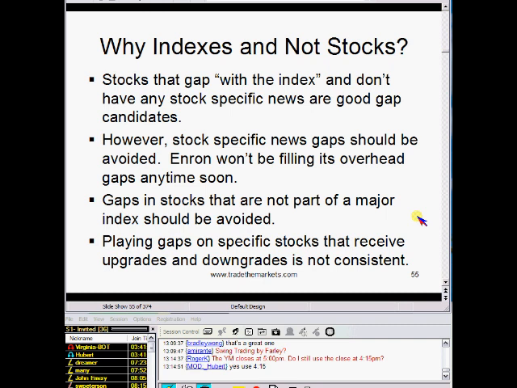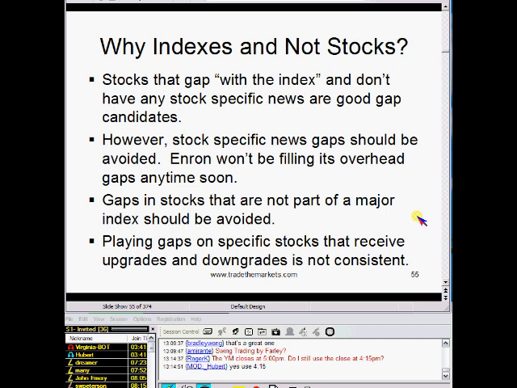When you've got a single market like the bonds, or the euro, or even a single stock, those gaps do not fill as consistently. If a piece of news affects that market, like the bond market, or a single stock, say Enron, those gaps can have a very low probability of filling, because they're news-driven gaps.